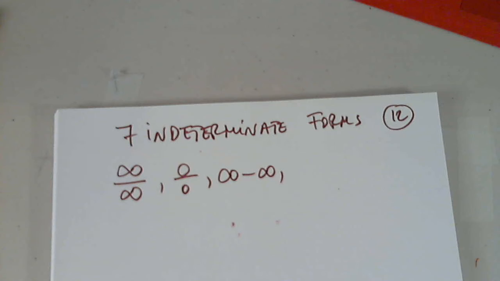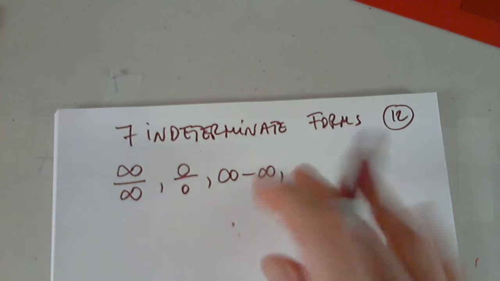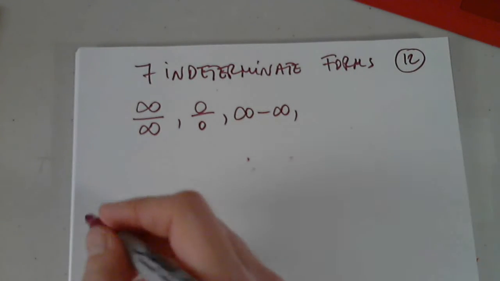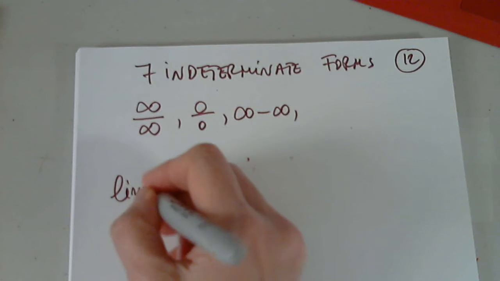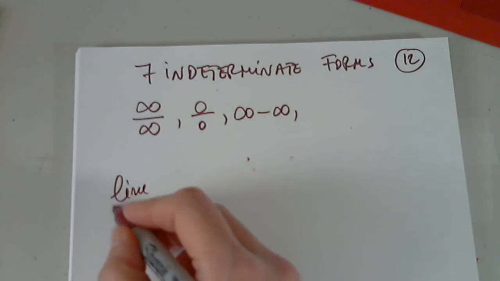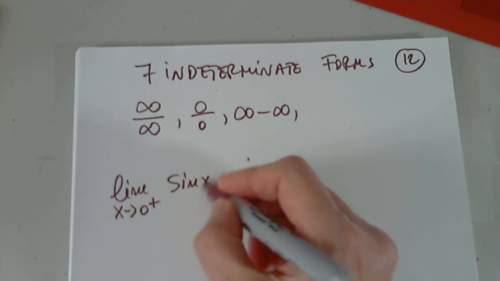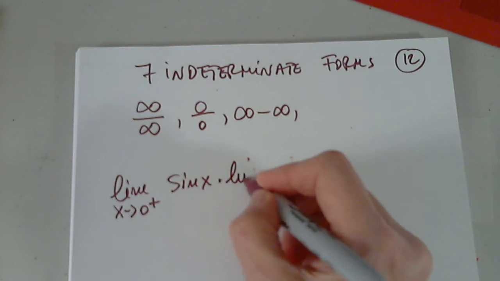And there are 4 more to look at. We're going to add 4 more in a minute. I would like to look at a problem, and we're going to come back and add the other 4 in as we encounter them. So here's a limit as x approaches 0 from the right, of sine x times natural log x.